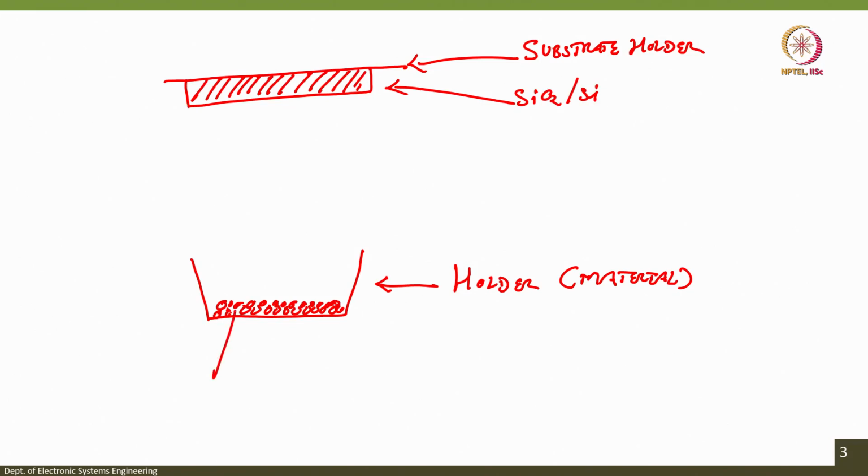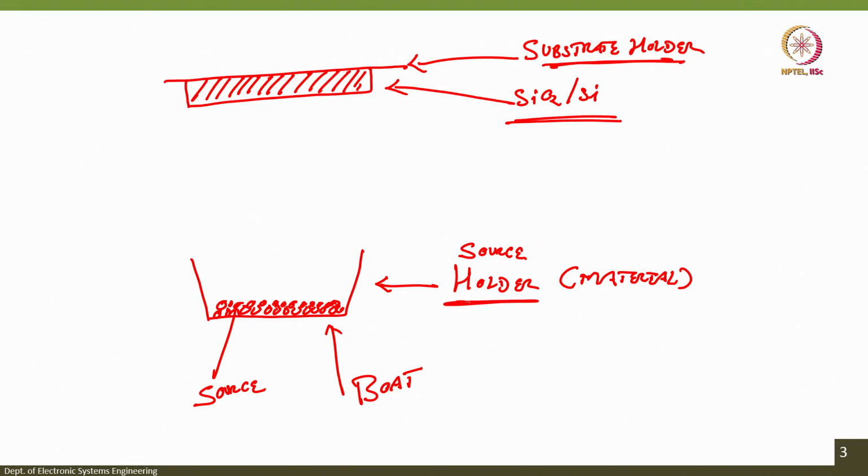What is this? This would be your source. So, you can say source holder. Just to make it easier, we call this particular holder a boat. Okay. This was easy. You have the oxidized silicon wafer, you have a substrate holder, you have a source holder or a boat, right. Instead of a boat, we can also have a coil in which you can load wires like this.